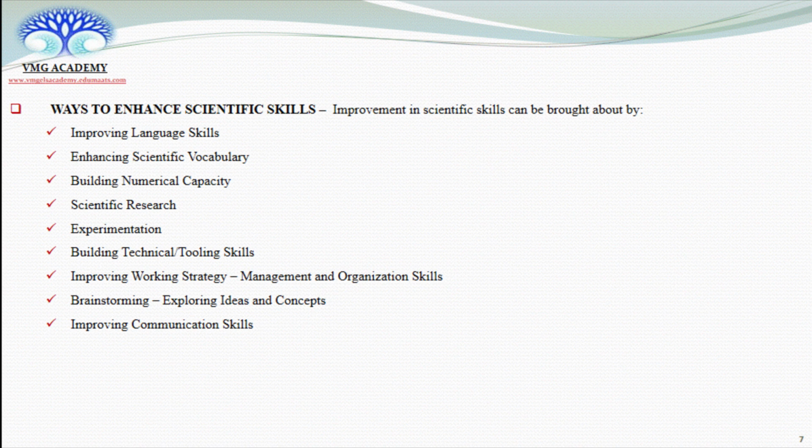Now, let us look at some of the ways that can enhance scientific skills of an individual. Improvement in scientific skills can be brought about by improving language skills, enhancing scientific vocabulary, building capacity to perform numerical operations, scientific research, conduct experiments, building technical and tooling skills, improving working strategy, exploring different ideas and concepts, and finally, improving communication skills.